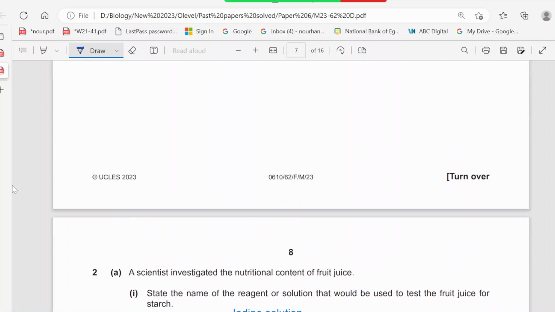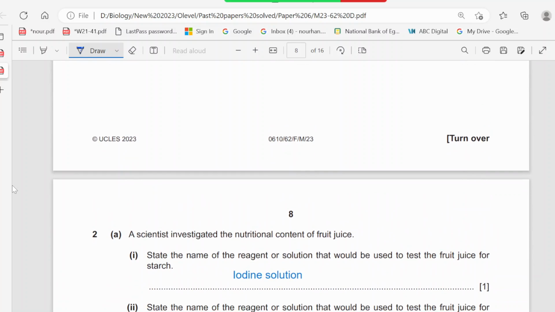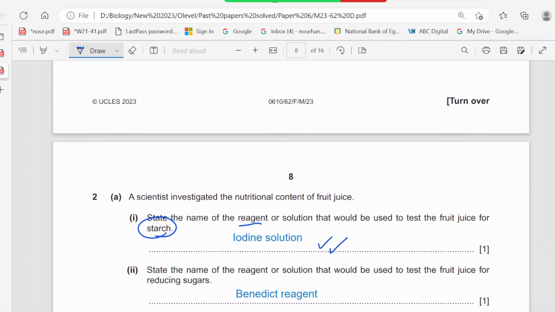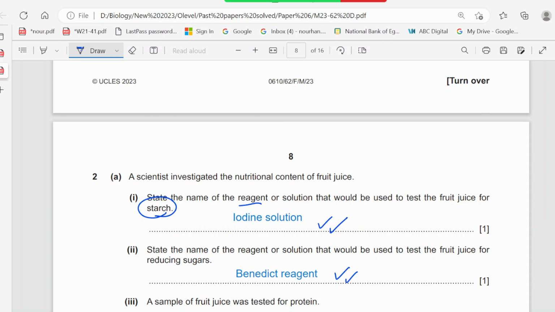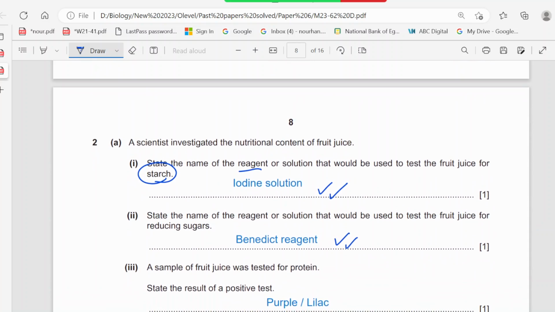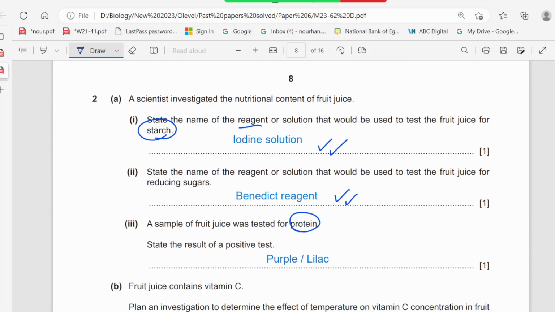A scientist investigated the nutritional content of the fruit juice. State the name of the reagent that would be used to test for starch. This is also food tests. Iodine solution. What is the reagent to test for reducing sugar? Benedict solution. Benedict reagent. A sample of fruit was tested for protein. What is the positive result? You can either say purple or lilac.